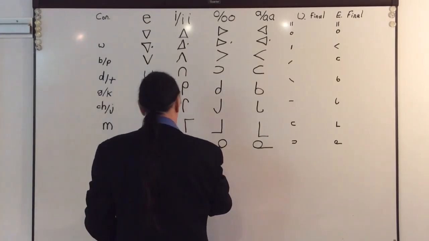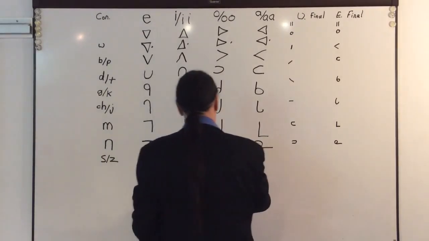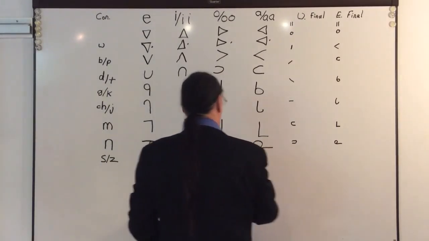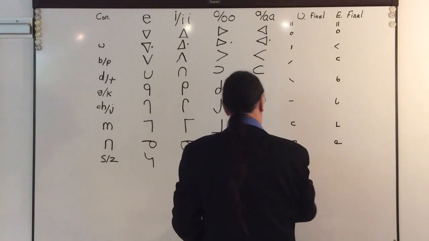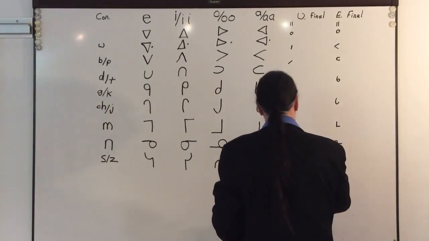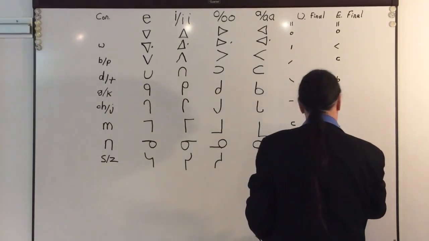Se, si, so, sa. Now the loop points upwards, and we have a little sa.